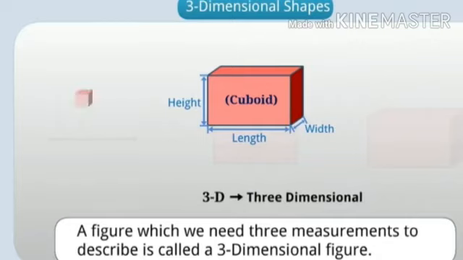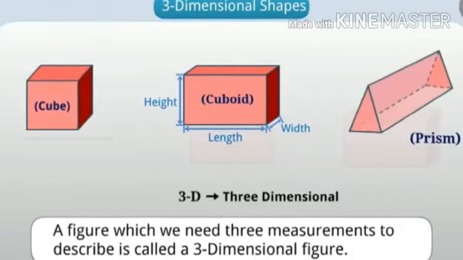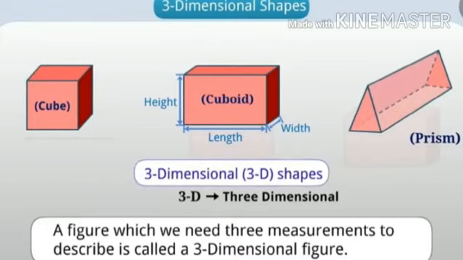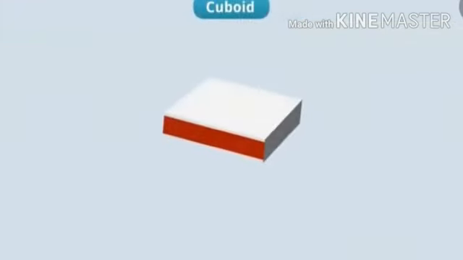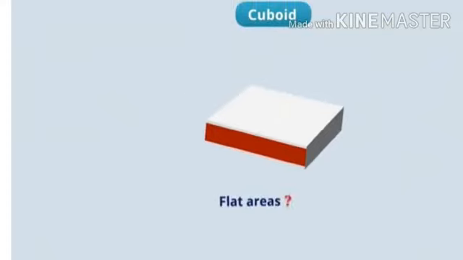Generally, all solid shapes such as cube, cuboid, prism, etc. are three-dimensional or 3D shapes. Let us know about three-dimensional or 3D shapes. Cuboid. Can you tell how many flat areas it is made of? Try it. Let us tell you.